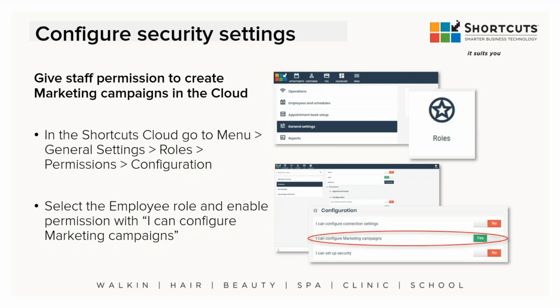Once you're in configuration, there's a little slider that says yes or no, and it's I can configure marketing campaigns. So if you have an employee and you change that permission, then anybody that's marked at the employee level can now create campaigns on your behalf. So most salons or spas or barbershops don't really give their staff that flexibility. You may reserve it for a manager level or a reception level, and you can create custom roles.